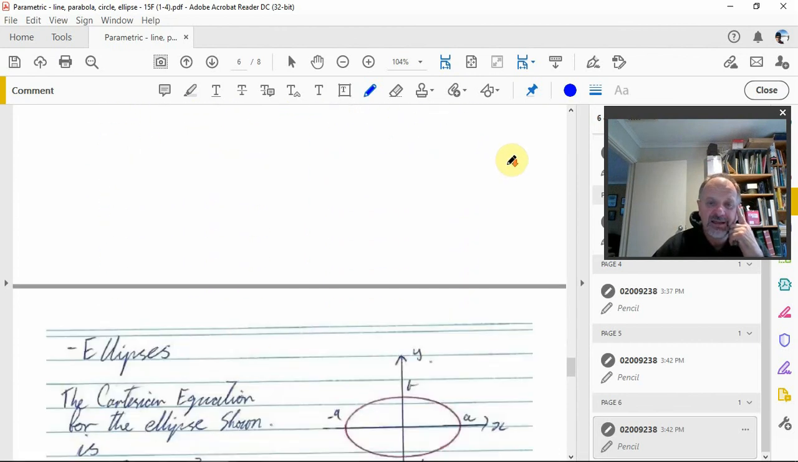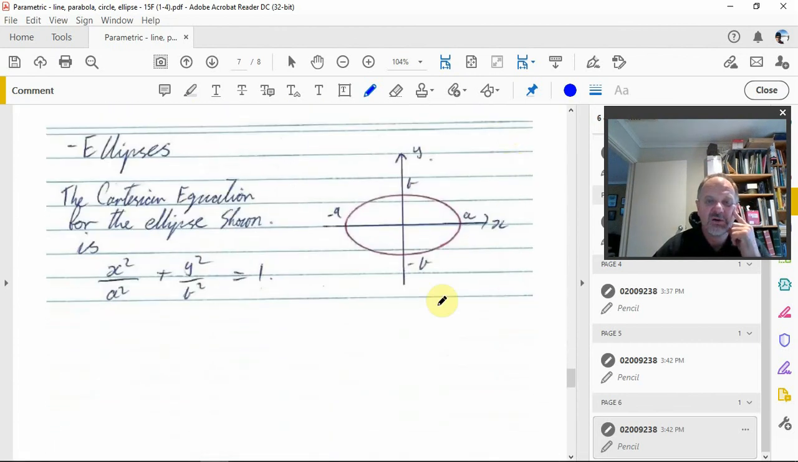Okay, so next, ellipses. So here's a nice ellipse. This one's got the centre there. Semi-major and semi-minor axes, A and B. That's what these are called, semi-major and semi-minor, semi meaning half. So from the centre to there, and centre to there, semi-major is A, semi-minor is B. All right, and so there's our Cartesian equation for the ellipse.